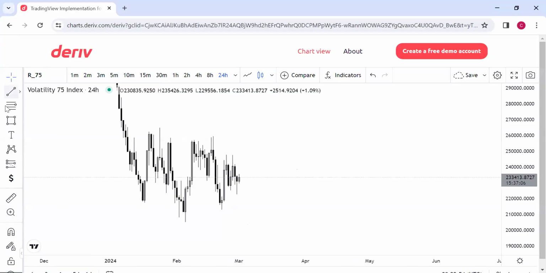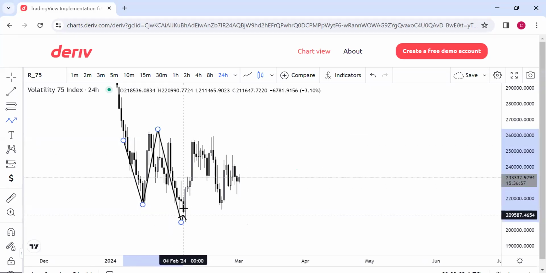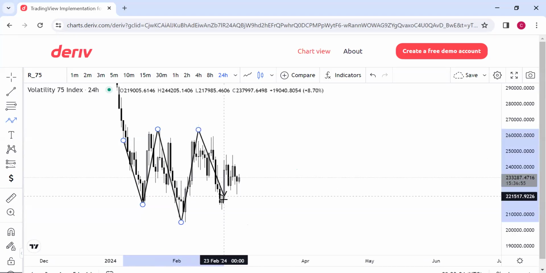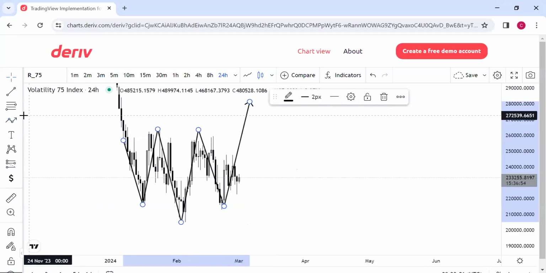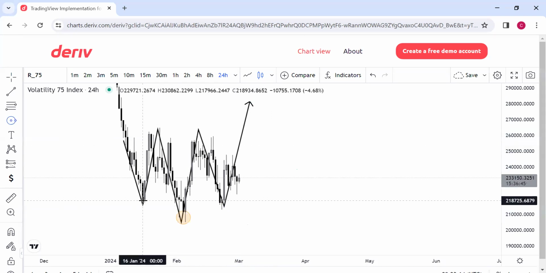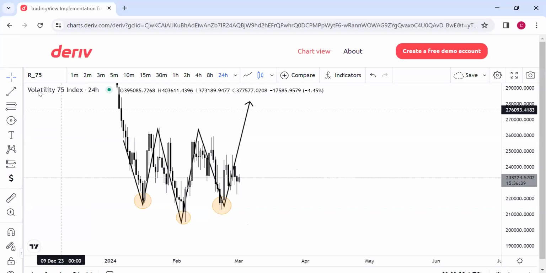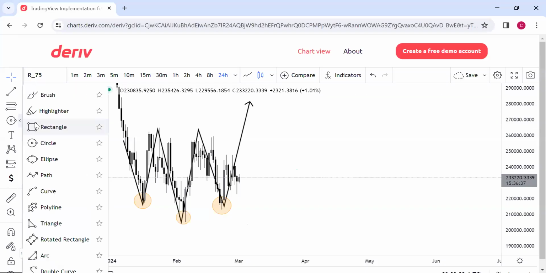All right. So I said on the 24 hours time frame, for those that trade pattern, we have what we call a head and shoulder. For those that know how to trade pattern, this is the head and shoulder. So where is your head? This is your head. This is your left shoulder. This is your right shoulder. And this is your neckline.